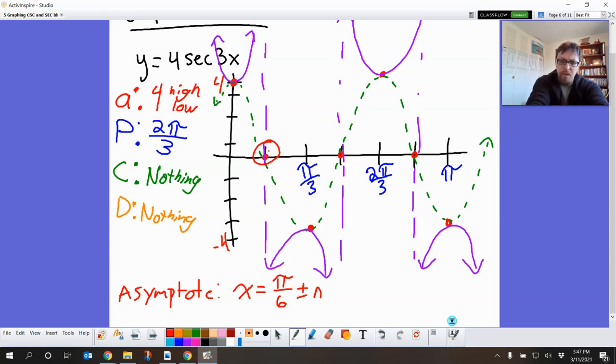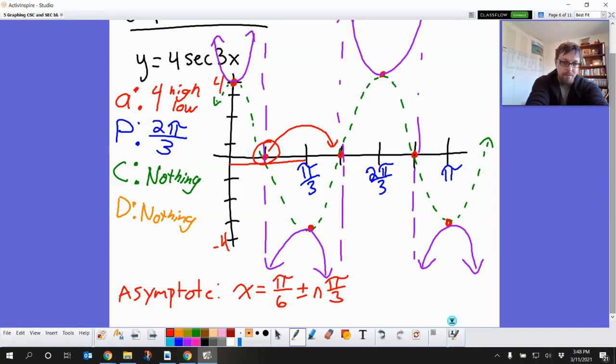How far do we have to go from here to there? Well, it's 2 tick marks, and 2 tick marks seem to be pi over 3. There we go. That easy. Where's your first one? How far do you have to go to get to the next one?